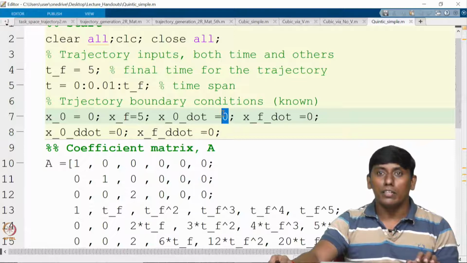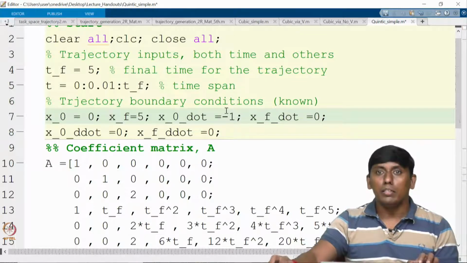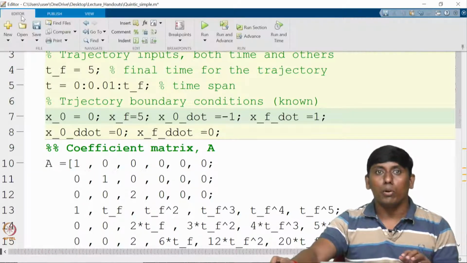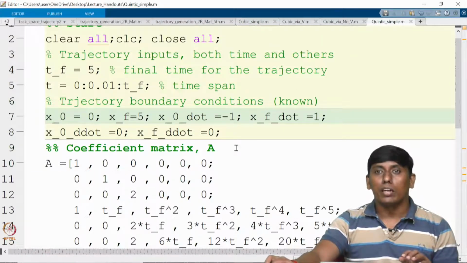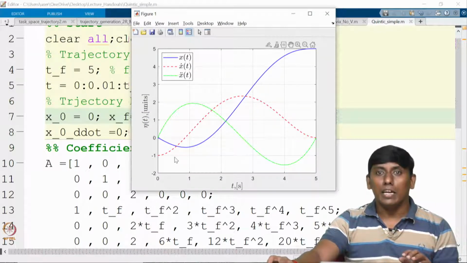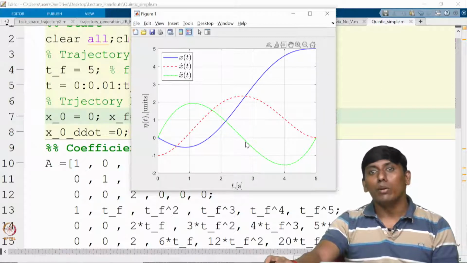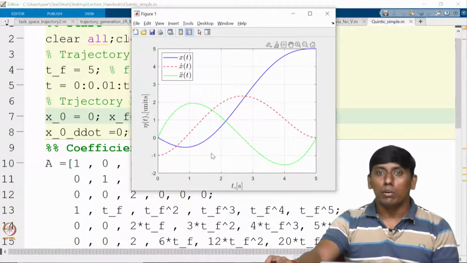For example, I said that minus 1 is the initial velocity and the final velocity is 1, which we have tried in the cubic polynomial. The same thing I am trying to show here. So you can see the acceleration profile is still smooth. It's more close to a sinusoidal curve. It is not strictly sinusoidal, it is smooth. It's very close to sinusoidal. So that is the sinusoidal shape we are going to see in cycloidal.